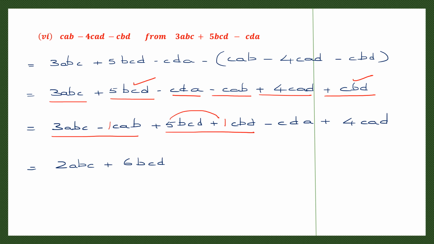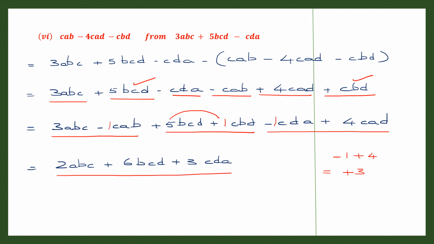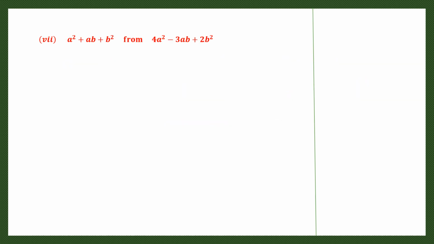Let's go to the next one. Here it's minus CDA. This is minus 1 plus 4. So minus 1 plus 4. Signs are different. Put the sign of the bigger number and subtract. 4 minus 1 is 3. So this becomes plus 3CDA. So our final answer is 2ABC plus 6BCD plus 3CDA.